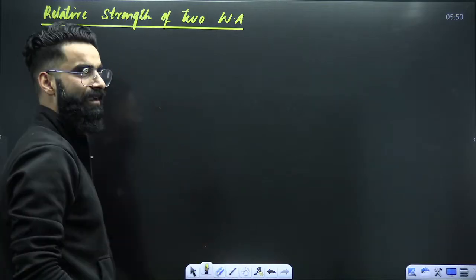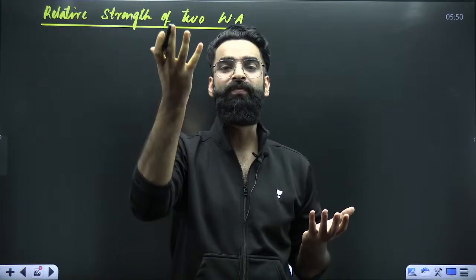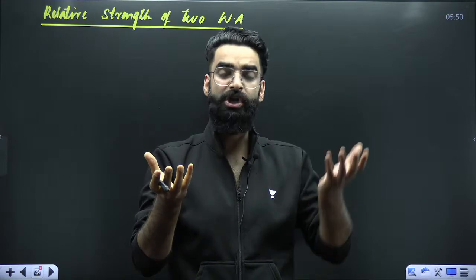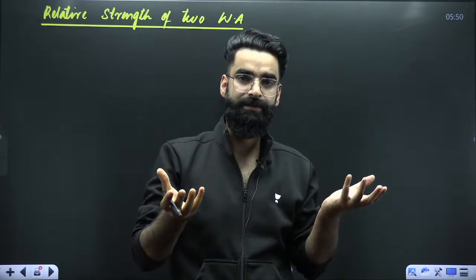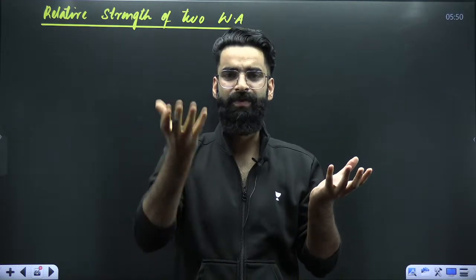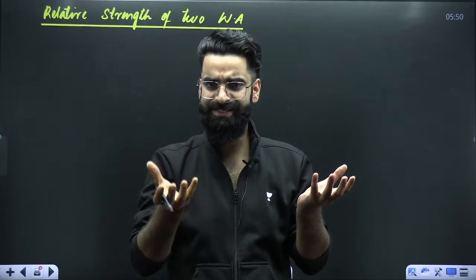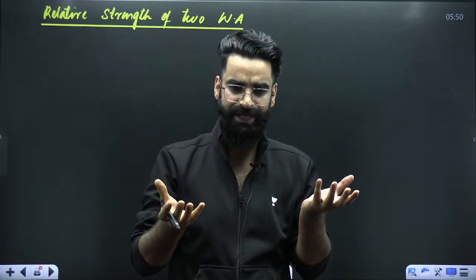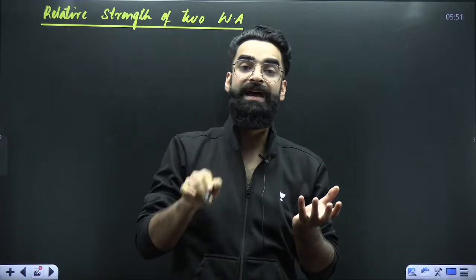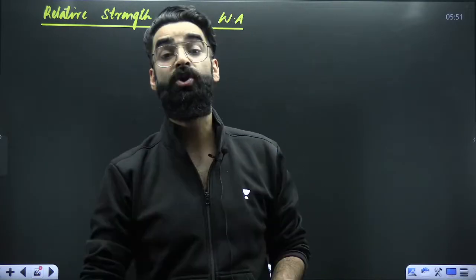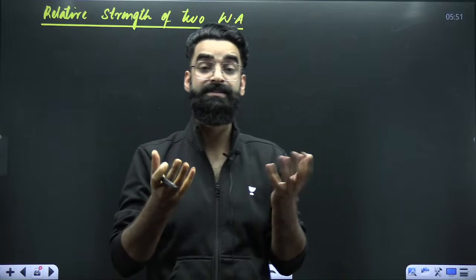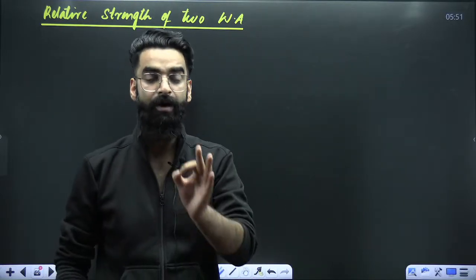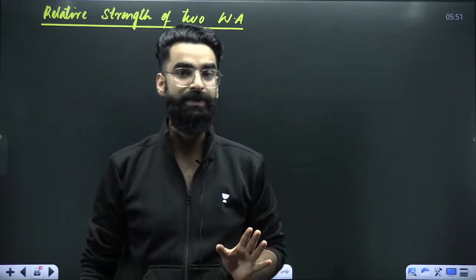See, imagine that you have got a weak acid in one container. You have got one more weak acid in one more container. So imagine you have got two containers. First container contains first weak acid. Second container contains second weak acid. Now, among these two weak acids, which one is comparatively strong? How do we check that?